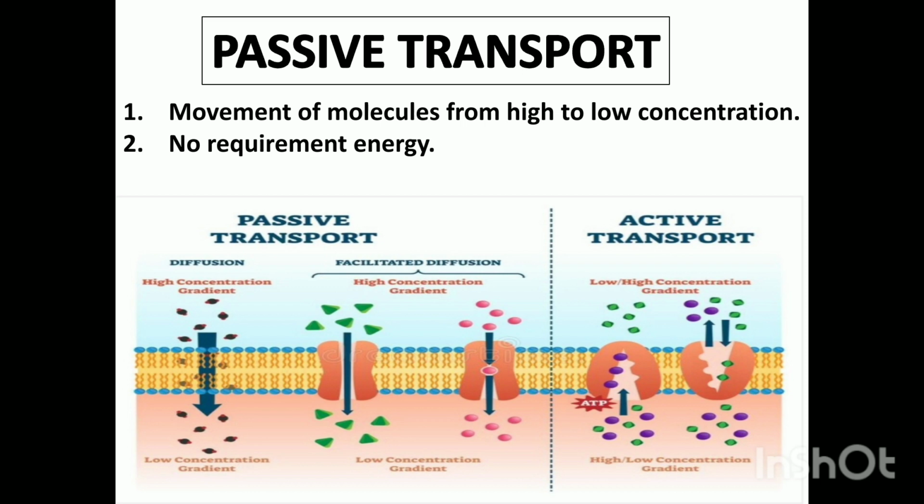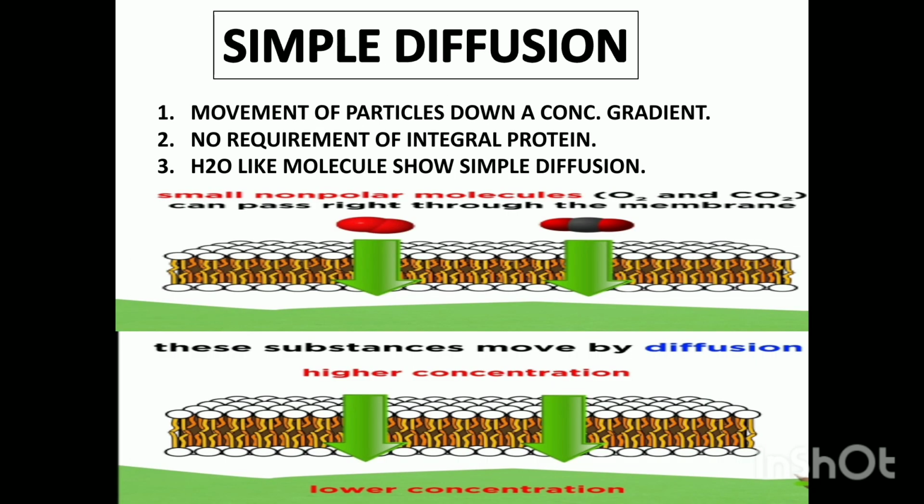So let us discuss simple diffusion in detail. Simple diffusion involves the movement of particles down a concentration gradient in which protein is excluded. There is no involvement of protein in simple diffusion. Molecules or ions present in a higher concentration on one side of a plasma membrane naturally diffuse across the membrane until a state of equilibrium is reached, that is, the concentration of molecules is the same on both sides.